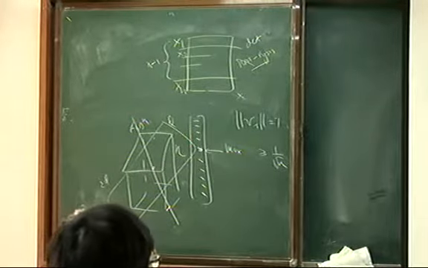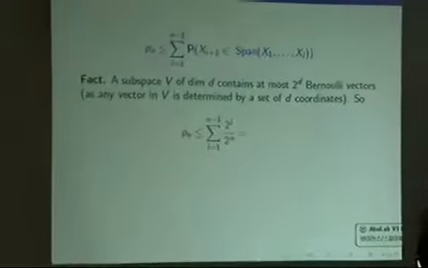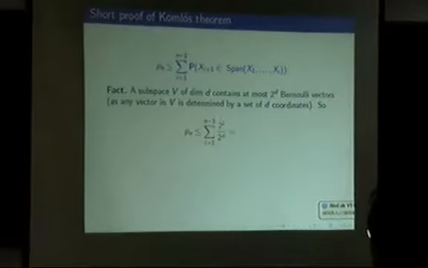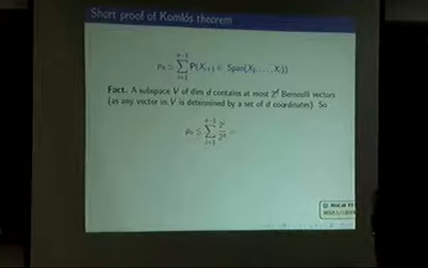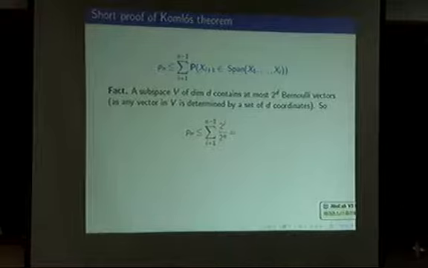The proof is right here. Any vector in a d-dimensional subspace is determined by the set of d coordinates. For each coordinate you have 2 choices, so that gives you 2 to the d. So why does it help? Now we know that this subspace has at most 2 to the i vectors in it. So the probability will be bounded by 2 to the i over 2 to the n, because here you have 2 to the i, and you choose xi plus 1 from the whole cube, and you have 2 to the n choices.